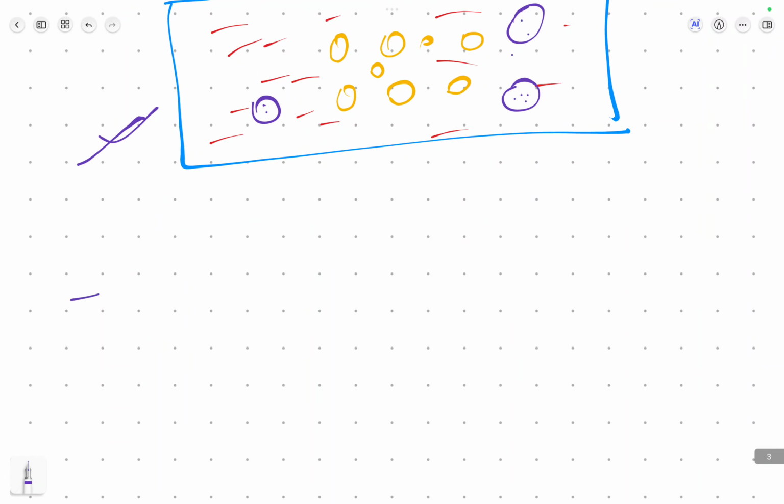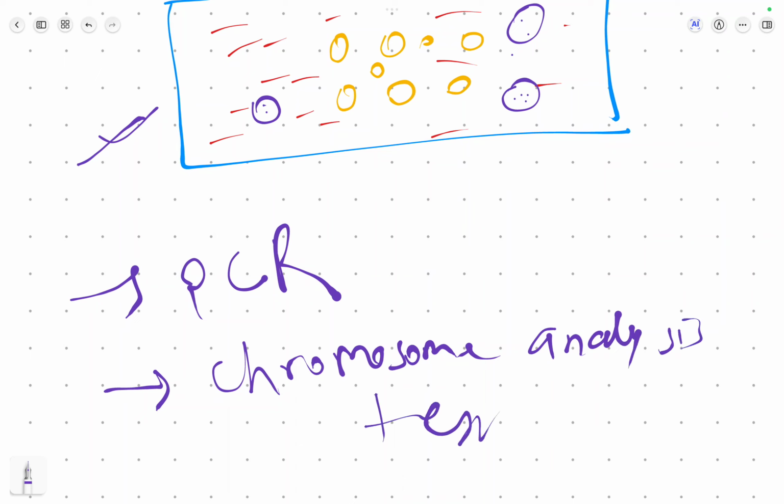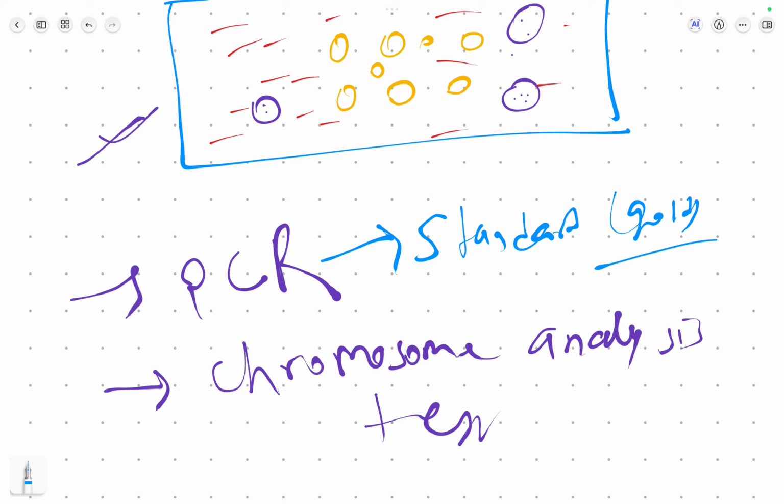Other lab diagnoses include PCR and chromosome analysis test. PCR is the most preferred test in this one, so it can be called a standard or gold standard test. PCR helps us to actually confirm that the case is CML.